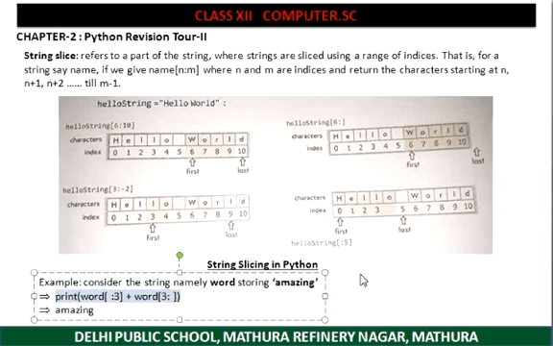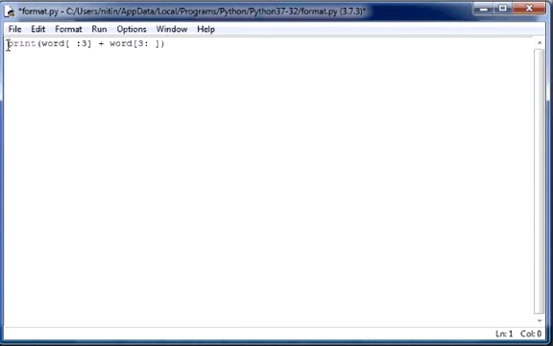Now the example here: consider the string word storing "amazing". If you execute this code, it will print amazing. So I am going to run this code on the Python editor. Copy this code, open Python, and write here word is equal to "amazing".